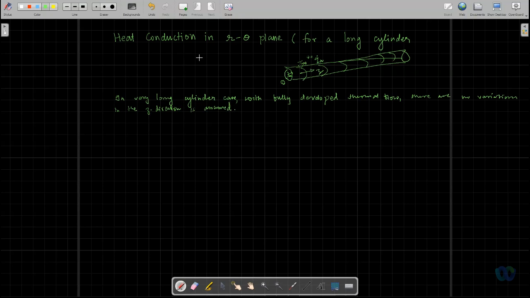So if it is the r theta coordinate system, what is the governing equation? The governing equation is del square T: del 2 T by del r square plus 1 by r del T by del r, and one another term will come, 1 by r square del 2 T by del theta square, equals 0. So this is a two-dimensional problem. This is the diffusion in r direction. This is the diffusion in theta direction.